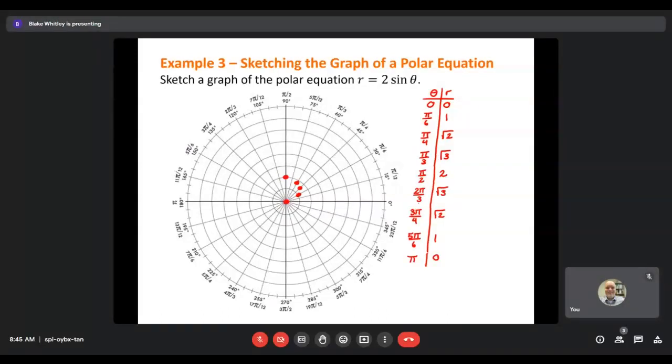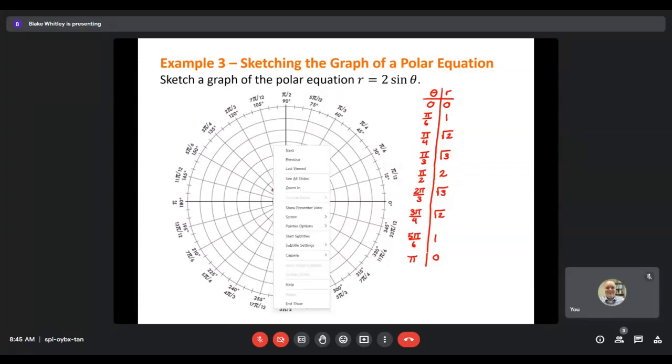So 2 pi over 3, square root of 3. I'm going to be somewhere between 1 and 2, closer to the 2 at 2 pi over 3. So that's right here. Square root of 2, again, somewhere between 1 and 2, a little bit closer to the 1, though. We have a point here.